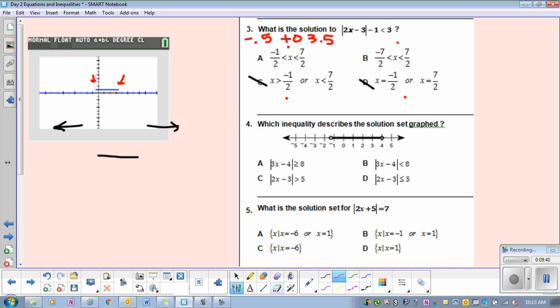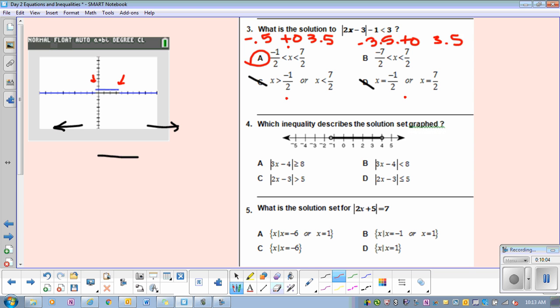What's my other option? -7/2? -3.5 to 3.5? No, that one's not it, right? So your answer choice has to be A, right? From -1/2 to 3.5, or -0.5 to 3.5. Yes? Yep.